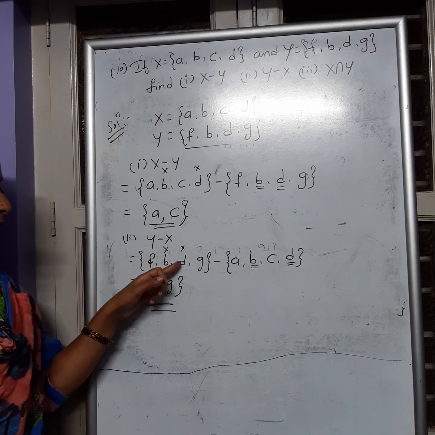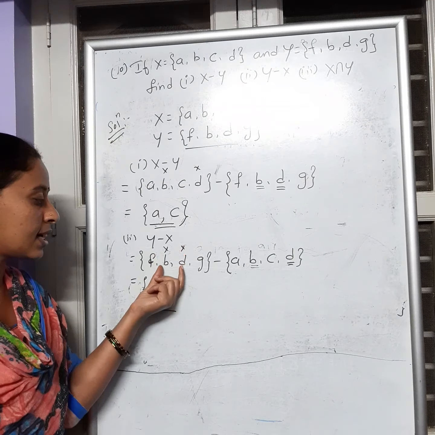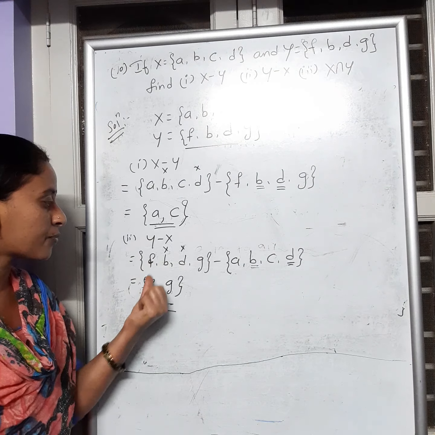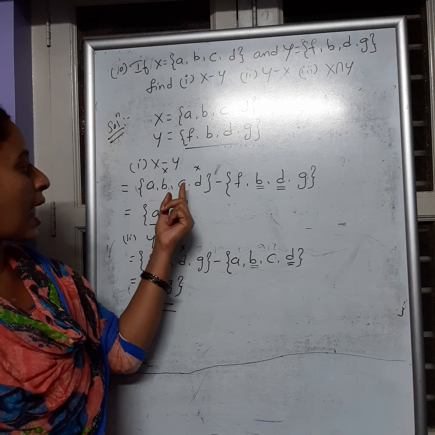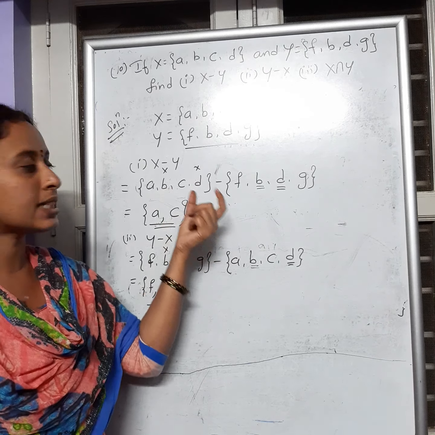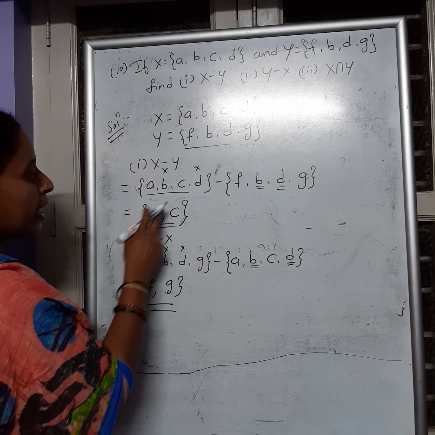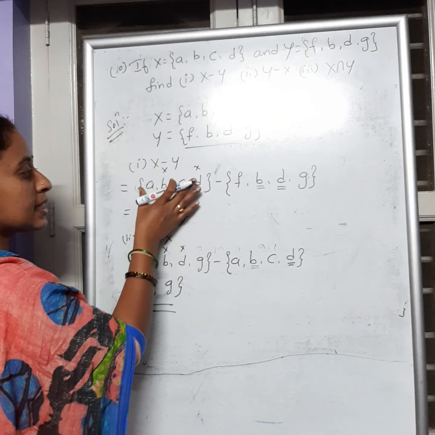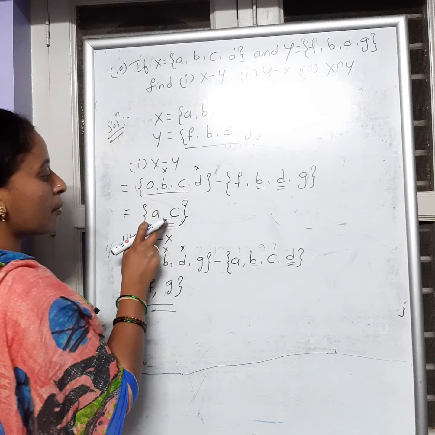So here B and D are present in this set, so that we removed, we cancelled. If both are cancelled, remaining is F and G. Here also A, B and D are common elements in this set. So we cancelled those common elements, and remaining in this set are A and C. But we don't consider this remaining element, we consider only this one. So B and D are cancelled. Remaining A, comma C.